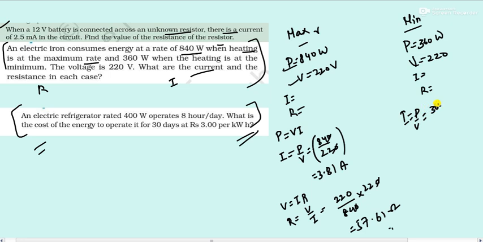Okay, and here again you can do it the same way using I is P by V. So P is 360 by V is 220. 0 cancel, you'll get 36 by 22, correct? So after solving this you'll get 1.63 ampere. And resistance again V by I, correct? So V is 220 by I 1.63, and after solving this, 220 divided by 1.63, you will get 134, approximately 0.9, you can write, ohm.